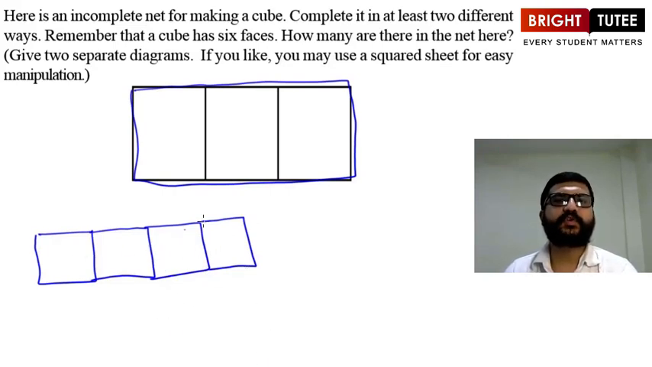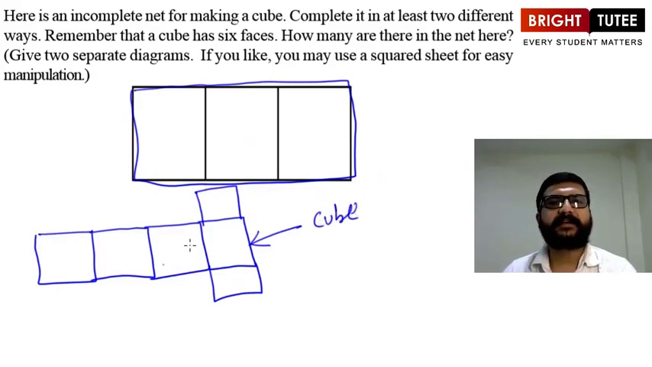Now we have to put 2 more faces. How should we put them so that this becomes a net of a cube? We can put 2 squares here and at the end like this. Now this becomes a net of a cube. We can make this same figure on a piece of paper, cut it out, and again try to form a cube by folding it.